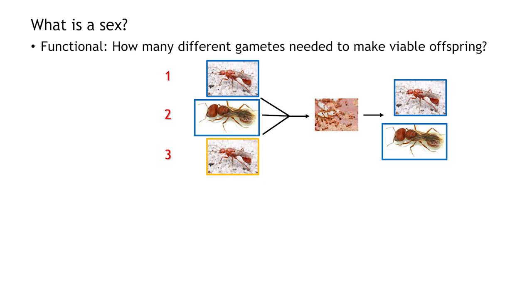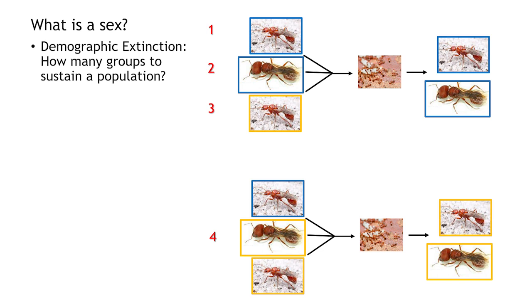But if all we had were these three types of ants, who produces the yellow males that are also needed for that? And that's where the demographic extinction definition comes in useful. We need the hermaphroditic colony of the other color to sustain the whole population. So that means we need all four combinations, so in total we have 4 sexes.